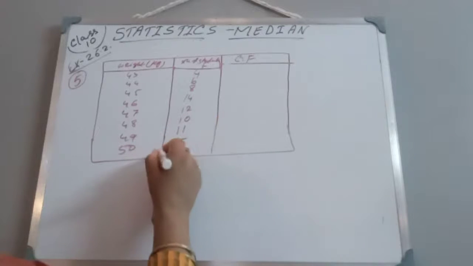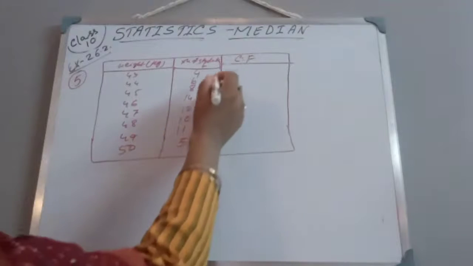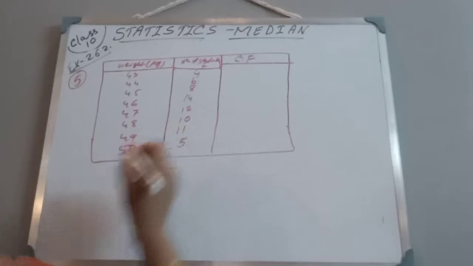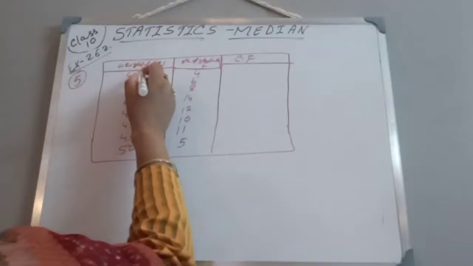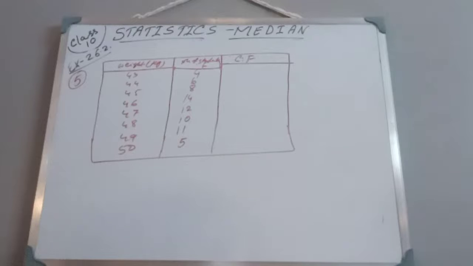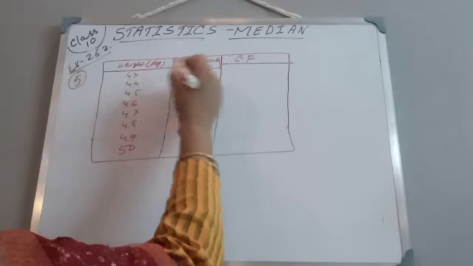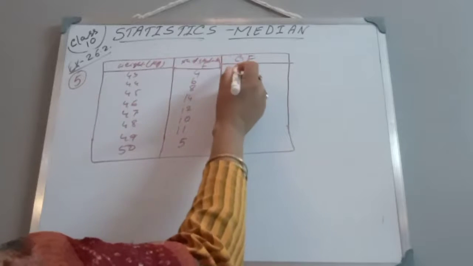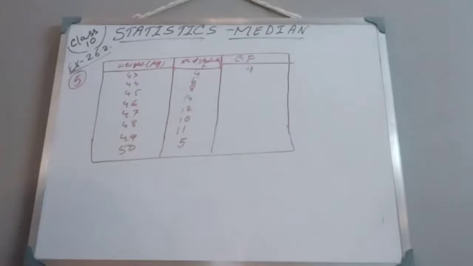Okay, let us find the cumulative frequency, that means the running frequency. Already I have explained the cumulative frequency. Cumulative frequency is nothing but the running frequency. So 43 kg weight. How many students are there in the class with 43 kg weights? There are 4 students. So the cumulative frequency will be the same, again 4.